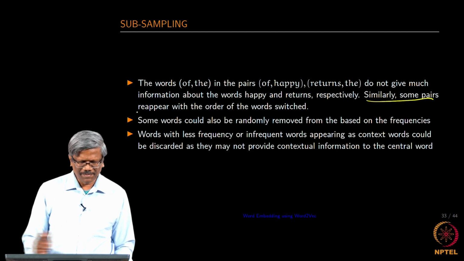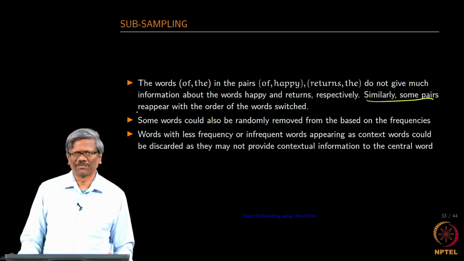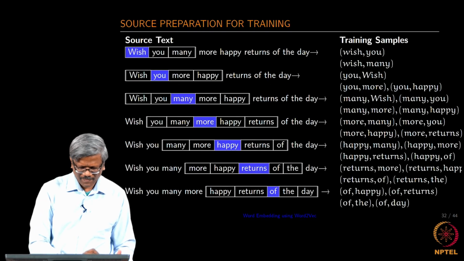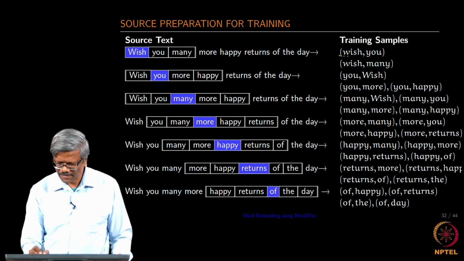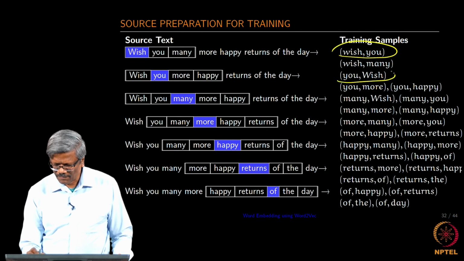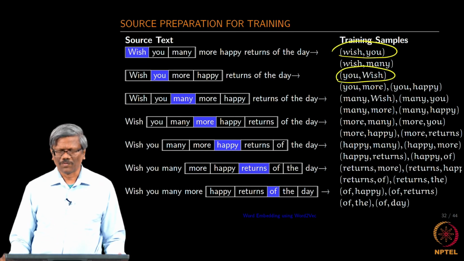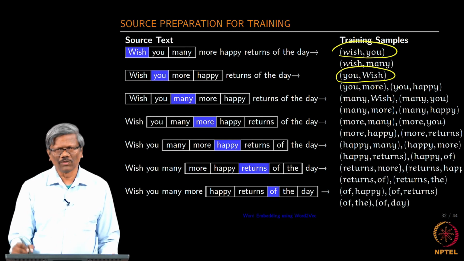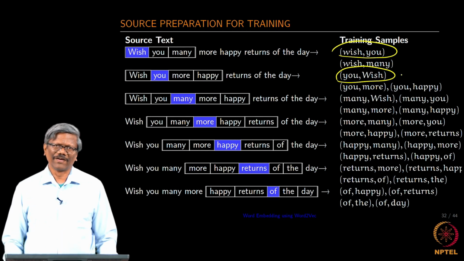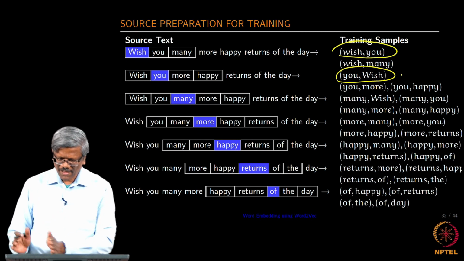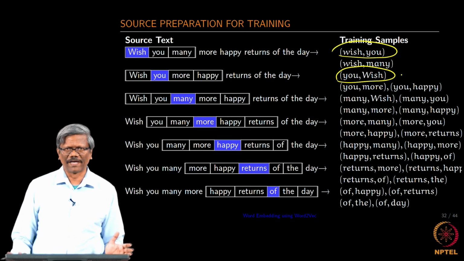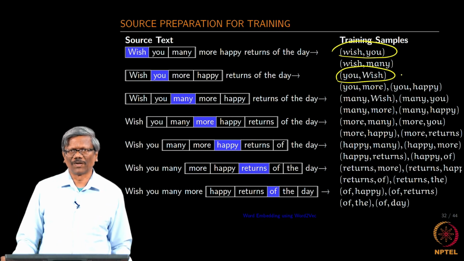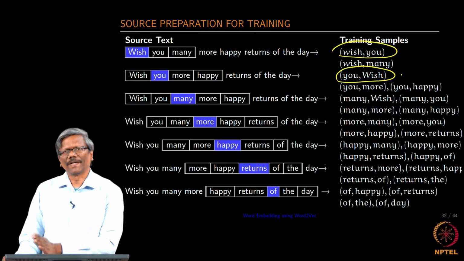Similarly, some pairs reappear with the order of the words switched. So, you will find some of the words here as well. For example, here, the words are switched. So, instead of keeping those two as the training sample, we can reduce it to one. If you find these kinds of duplicates, even where the words are switched within the bigram or trigram or 5-gram that you are looking at for your context, you can remove them.